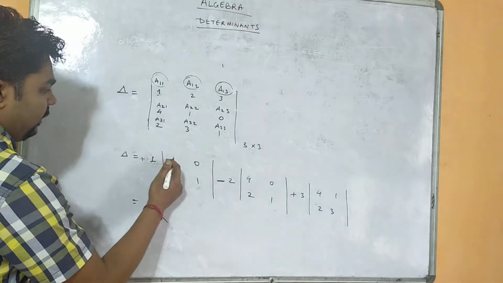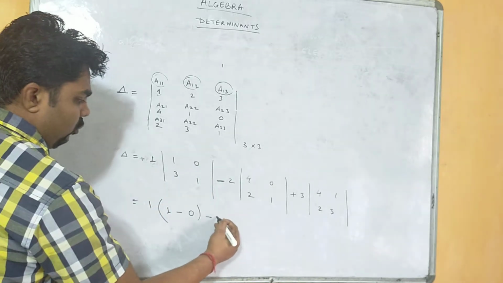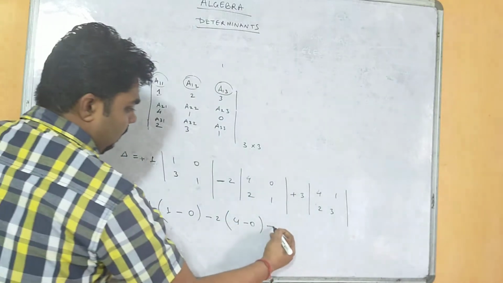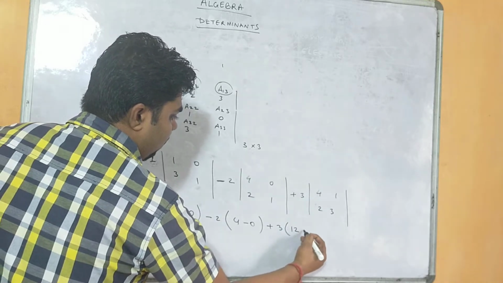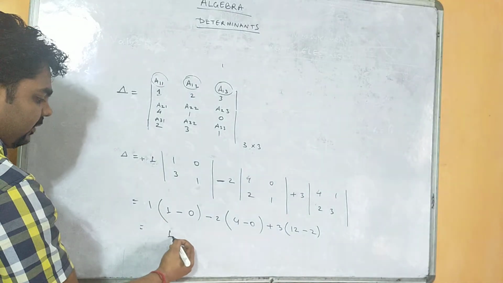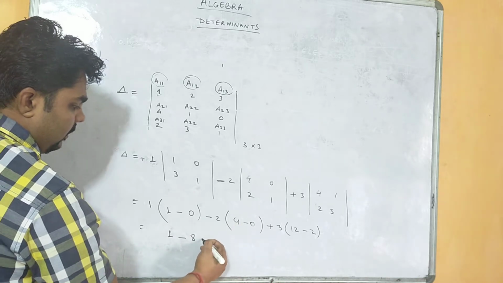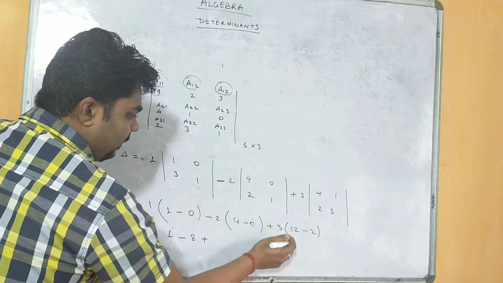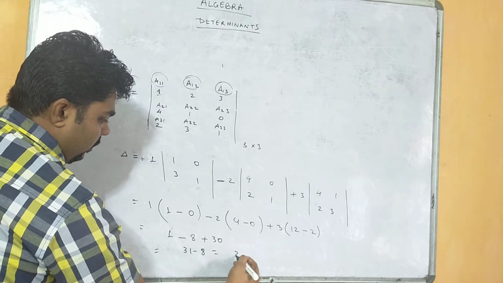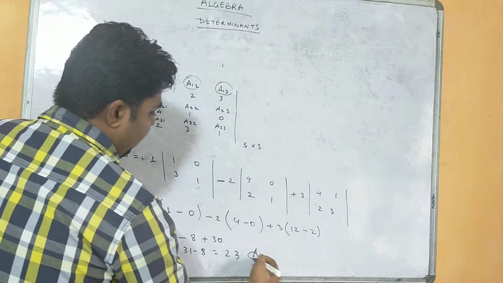Now we'll solve this one. 1 into 1, 1, minus 3 into 0, 0. Minus 2, 1 into 4, 4, minus 2 into 0, 0. Plus 3, 3 4 is 12, minus 2 1 is 2. So 1 minus 0 is 1, 1 into 1 remains the same, 1. 4 minus 0 is 4, 4 2 is 8, that is minus 8, plus 12 minus 2 is 10, 10 3 is 30. Therefore 30 plus 1 is 31, minus 8. So here you will get 3 and here you will get 2, that means 23. So 23 is the answer.